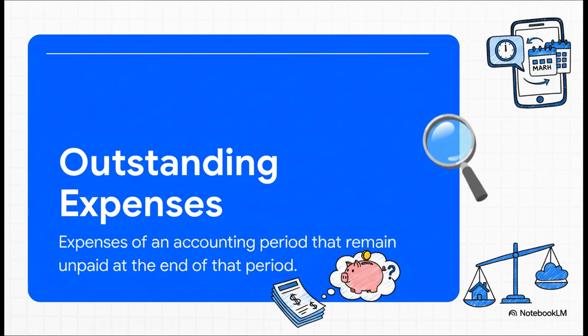Okay, our first clue is something called outstanding expenses. These are basically expenses that belong to this year, but we haven't paid them yet. The mobile bill example on the slide is just perfect. You used your phone all of March, so that bill is a March expense, even if you pay it in April. To get the true profit, we have to include these expenses.